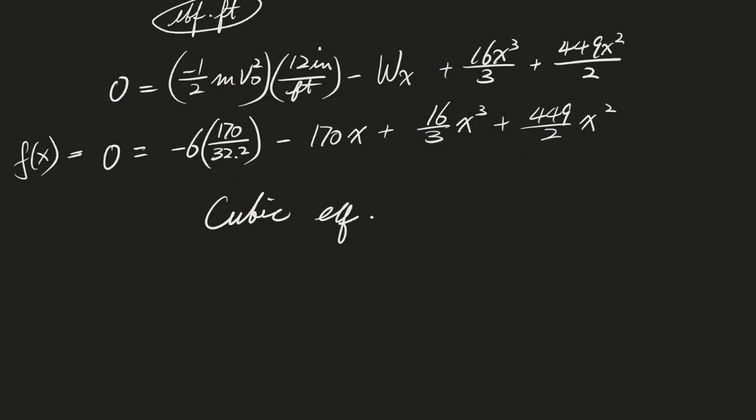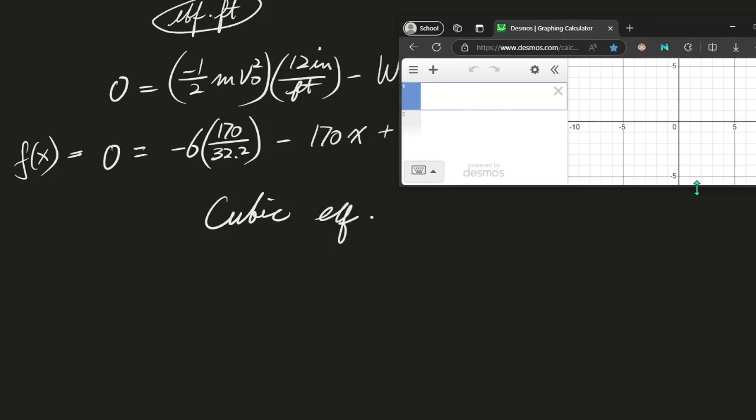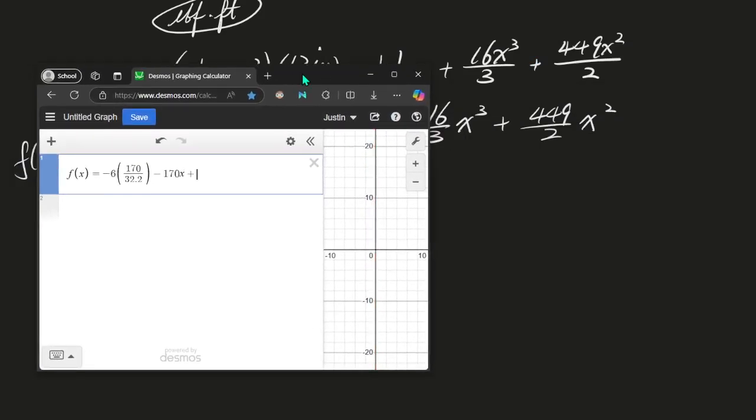Let me pull up decimals. Okay. We have f of x equal to 6 times 170 over 32.2 minus 170x, and then plus 16 over 3 x cubed, and 449 x squared over 2.